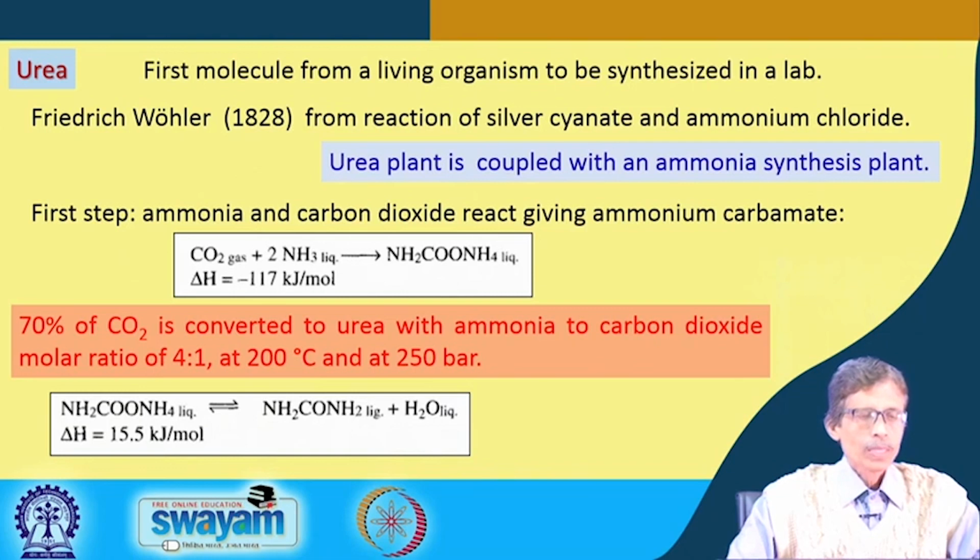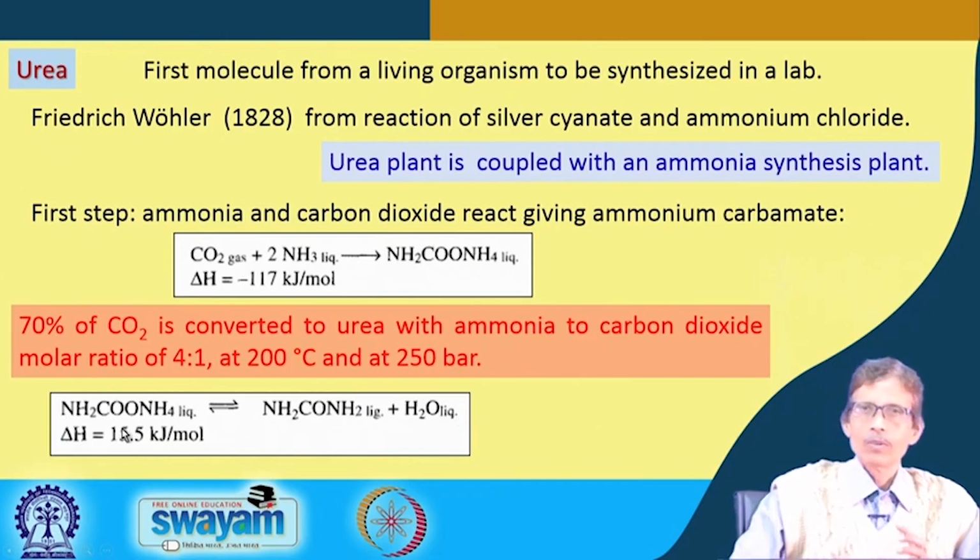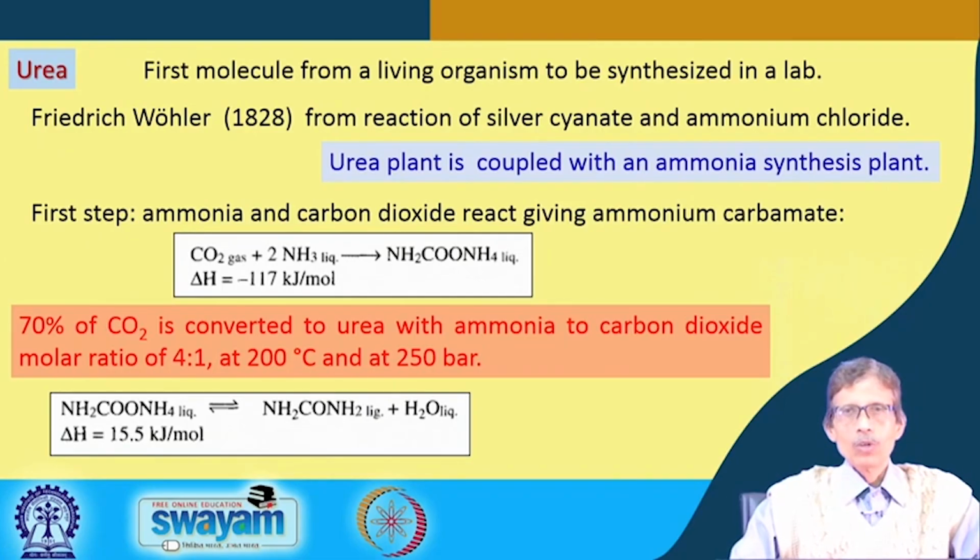This particular reaction gives you the corresponding decomposition, which is a reversible one. Once you make ammonium carbamate in the liquid form, this is urea in the liquid form, and water is also in the liquid form, and this is a slightly endothermic reaction of 15.5 kilojoules per mole. So now this gives us the whole story of how ammonium carbamate is decomposed.